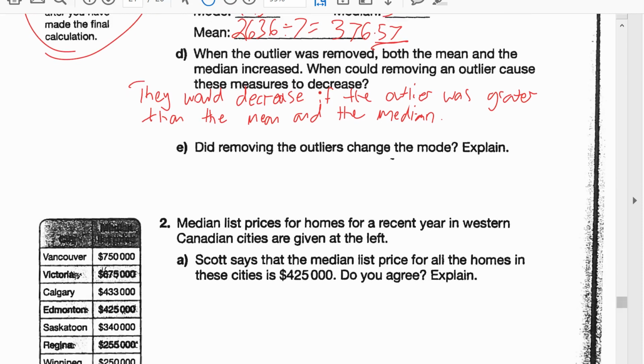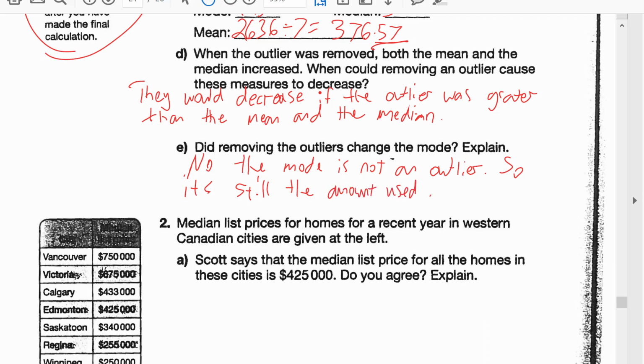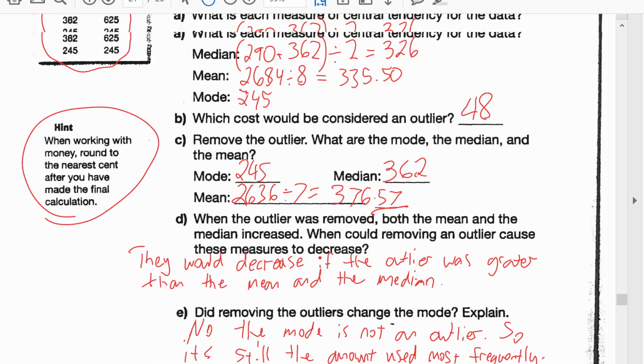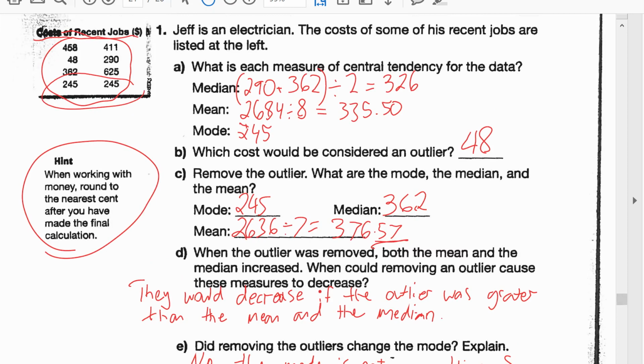Did removing the outlier change the mode? Explain. No. The mode is not an outlier. So it's still the amount used most frequently. Amount used most frequently. Because we still had 245 as the most frequent in our calculations up there.